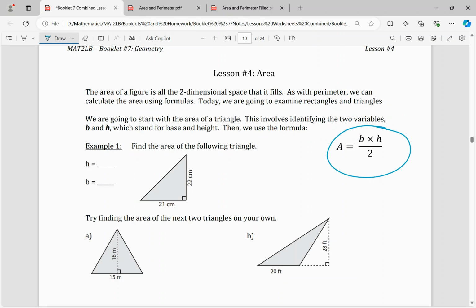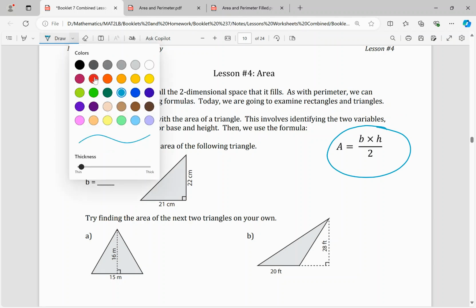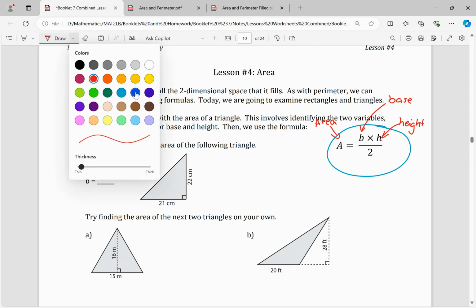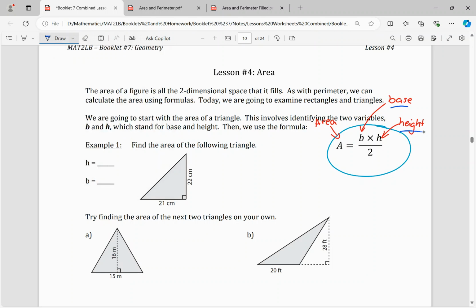The first equation that we're going to be working with is that for the area of a triangle. And this is A for area is equal to B, which is our base, times H, which is our height, divided by 2. Now, what you need to do is understand that base and height are two numbers that you can pull from the triangle.